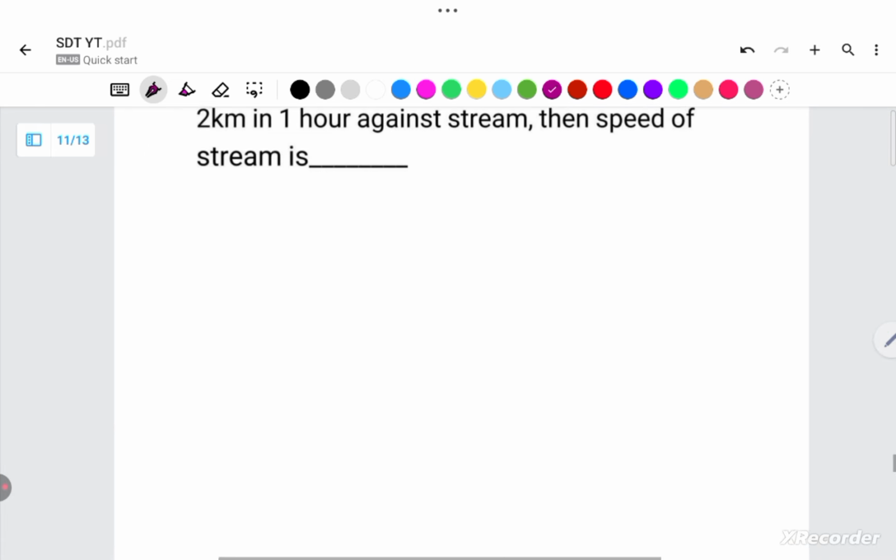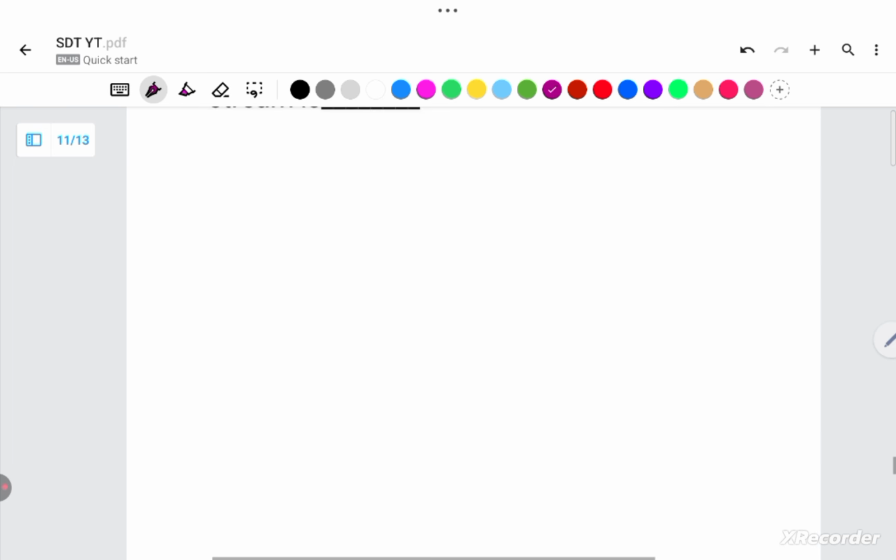Before going to the next one, we have discussed the average speed and the relative speed. Now one of the concepts in this topic is boats and streams. In this, we'll have two terms: downstream and upstream.